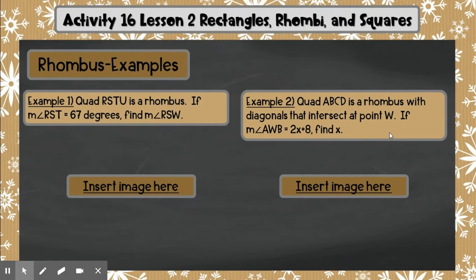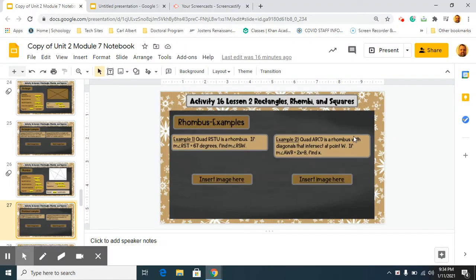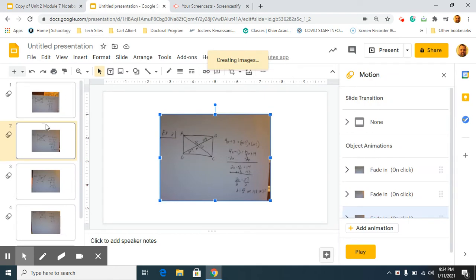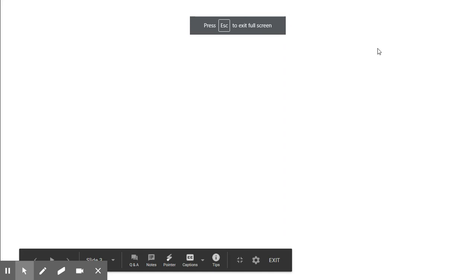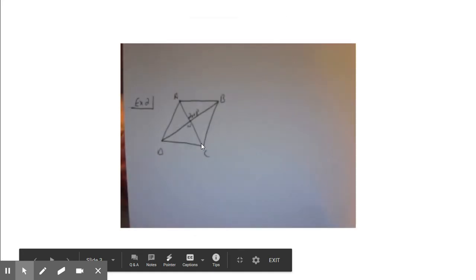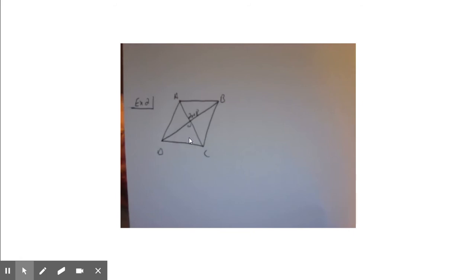It says quad ABCD is a rhombus with diagonals that intersect at point W. So if the measure of angle AWB equals 2x plus 8, find x. So there's a whole lot of words there. I have to draw a picture to be able to know what I'm looking for. So let's look at this. I have ABCD is a rhombus with diagonals that intersect at W. Angle AWB is 2x plus 8.